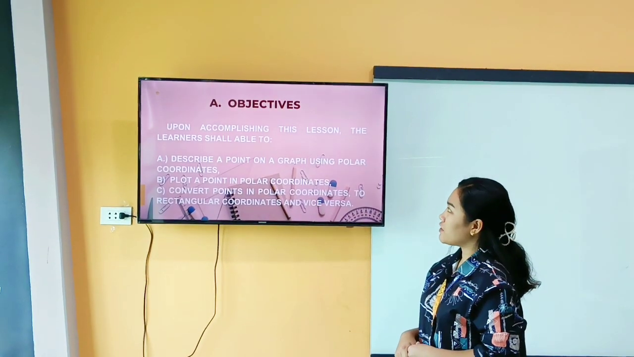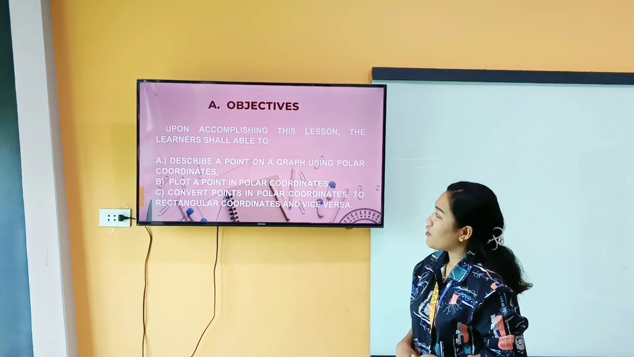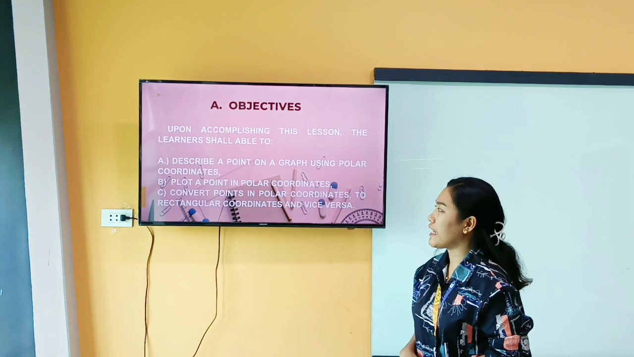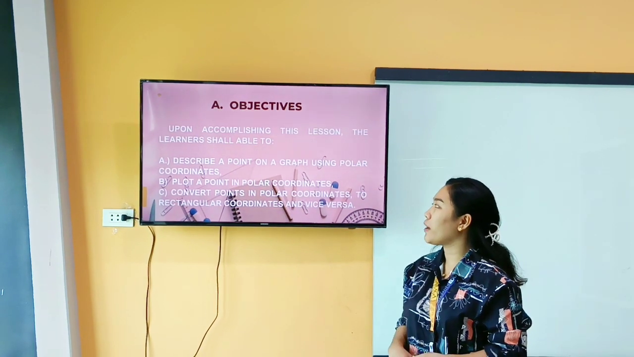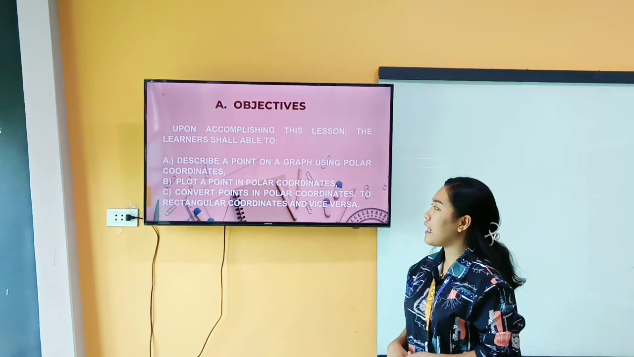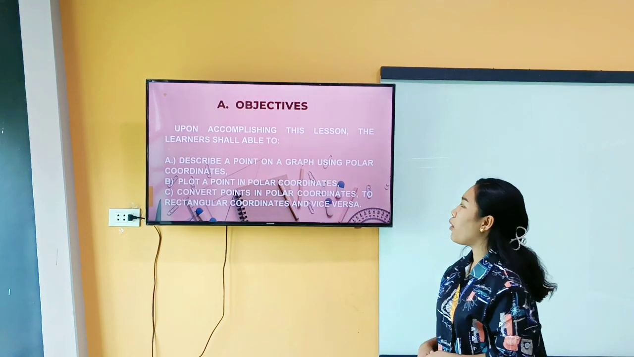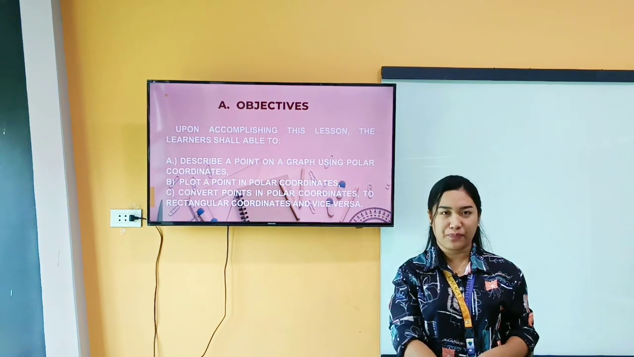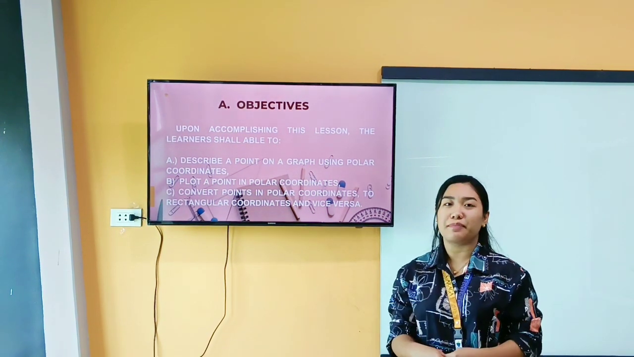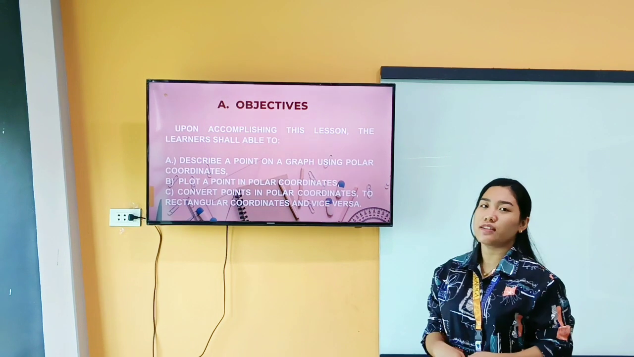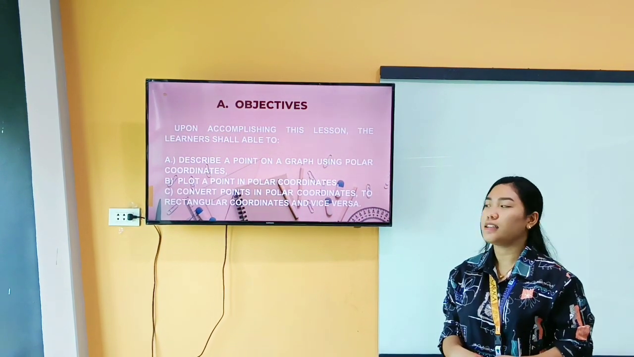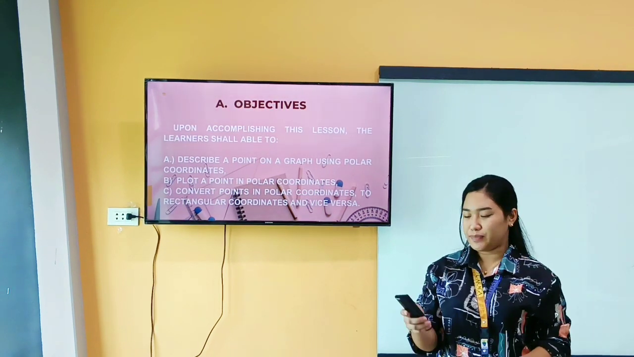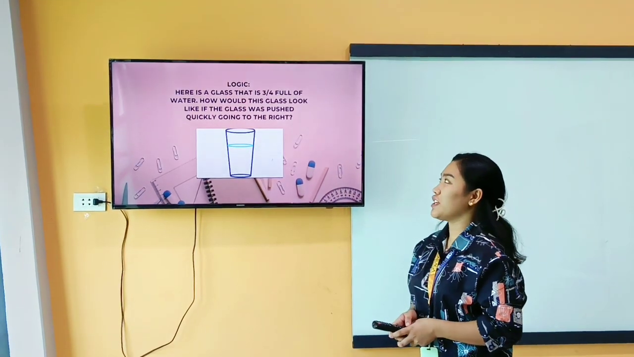So the objectives in this topic are, first, describe a point in a graph using polar coordinates. Second, plot a point in polar coordinates, and the last, convert points in polar coordinates to rectangular coordinates and vice versa. But before we proceed to our main topic, I've prepared some questions to warm up our mind in solving math logic. So first question.